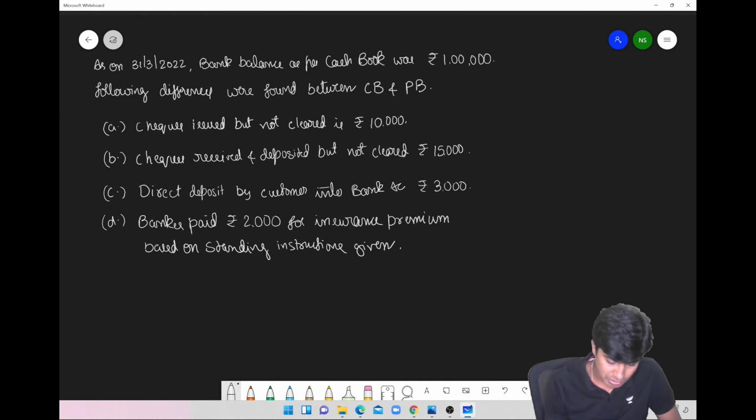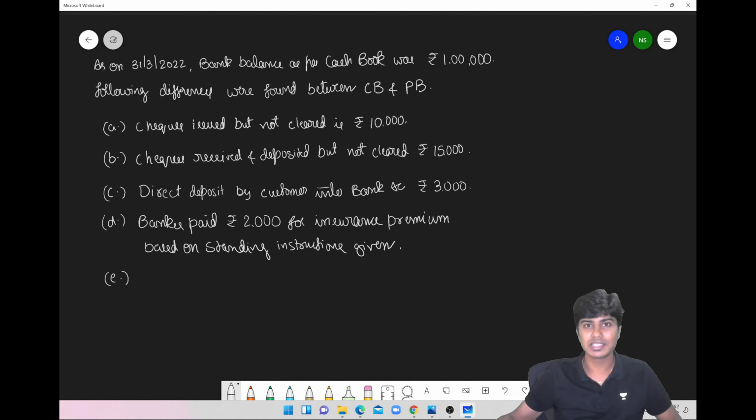Done? So after this, I'll make this more comprehensive. We'll add in as many adjustments as possible. And then for the same problem, we'll do it with multiple cases. We'll do it like a simple BRS. And then we'll try and analyze what the errors in this are. And then we'll analyze this into timing and non-timing differences. We'll do all of that. Okay, guys.